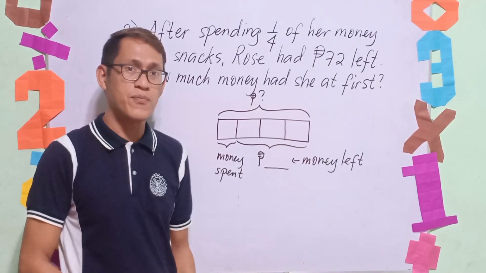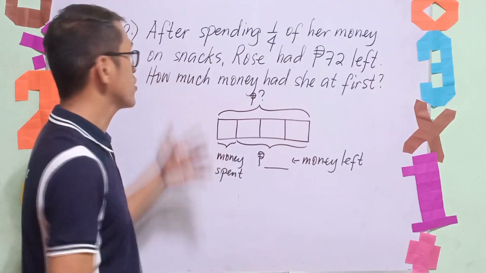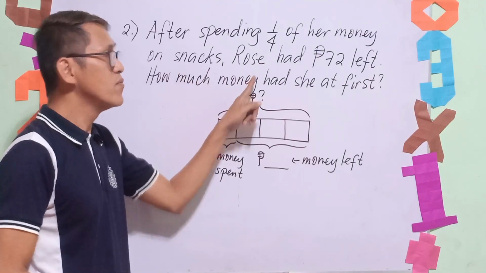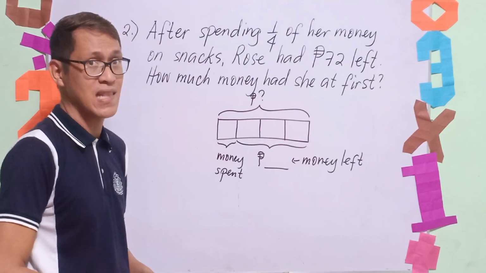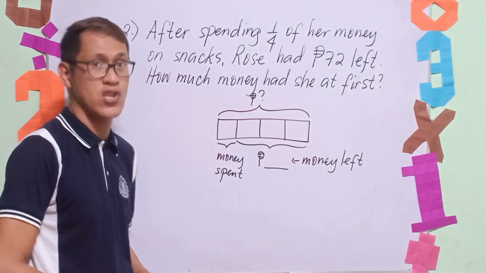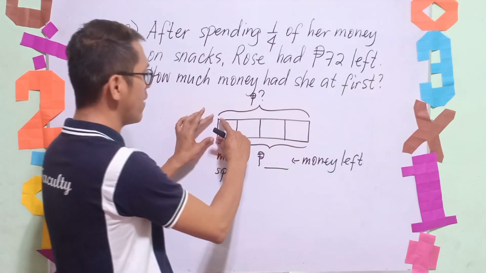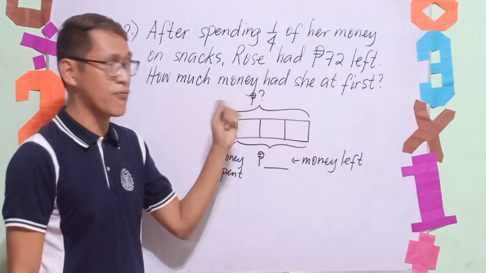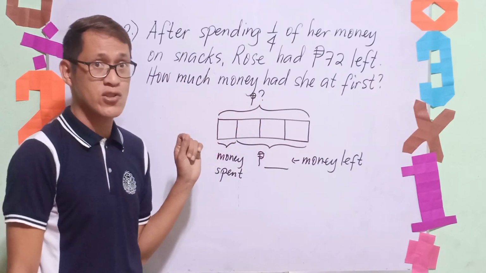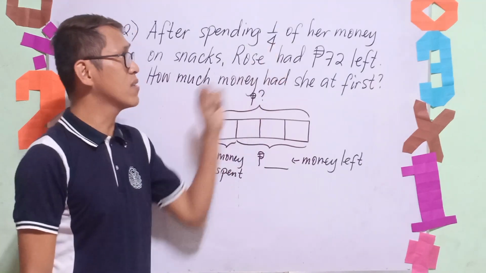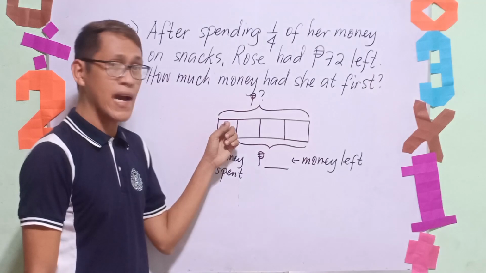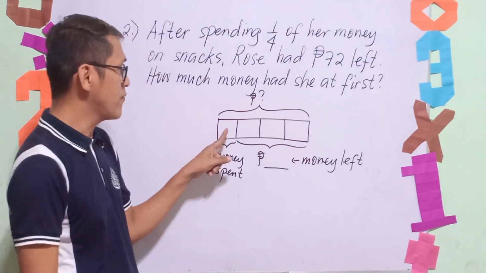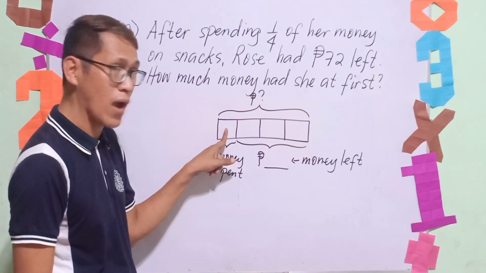This time, let's solve problem number 2. After spending 1/4 of her money on snacks, Rose had 72 pesos left. How much money had she at first? So let's have this entire block represent the money of Rose at first. That's why I put here a question mark. Since we need 1/4, that's why I divided this entire block into 4 equal blocks. So if you notice, this is 1/4, right?